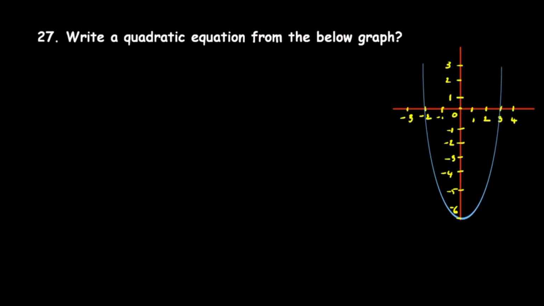Okay, the next question. Write a quadratic equation from the below graph. Observe the graph here. It's a very important concept, this one also. From the graph, the parabola intersects at two different points, right? What is that? At -2 and 3. So these are the zeros now, children. So the zeros from the graph, we write here.